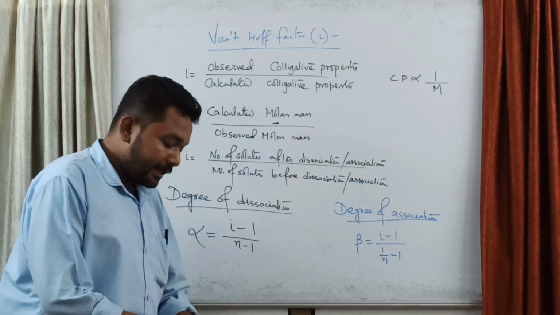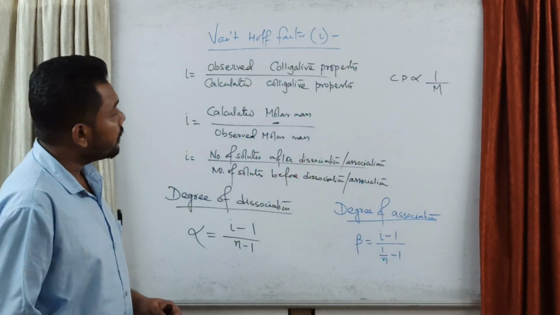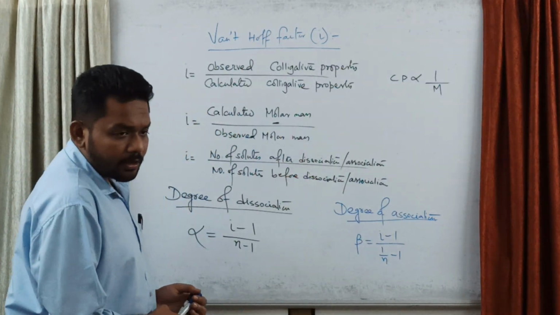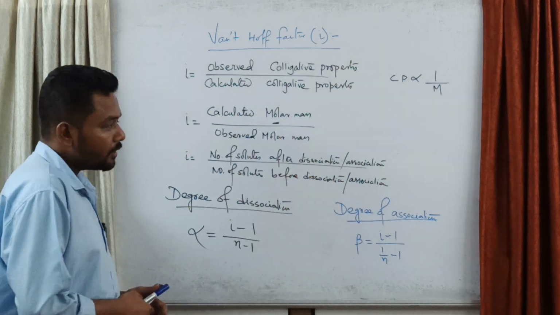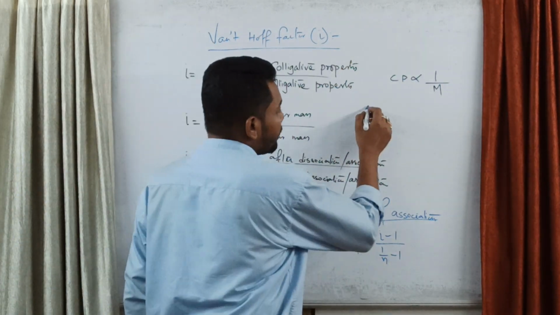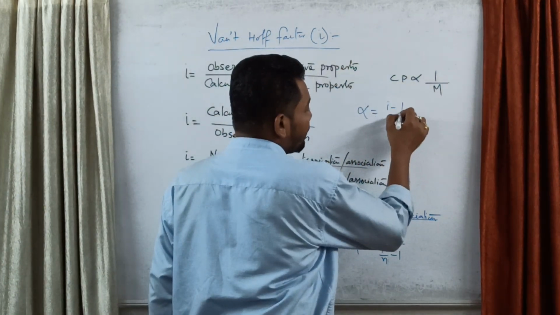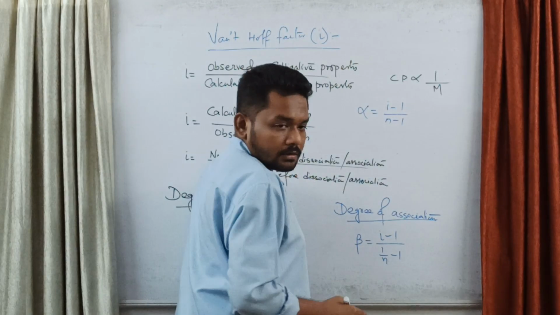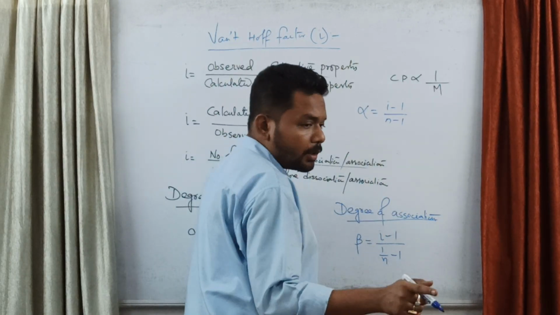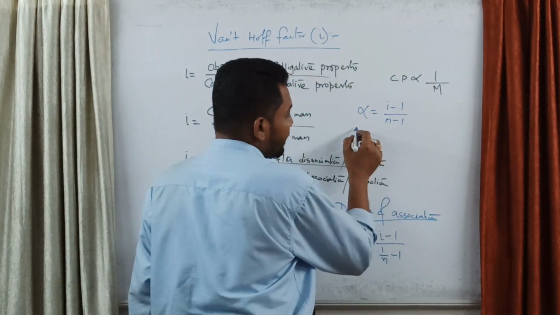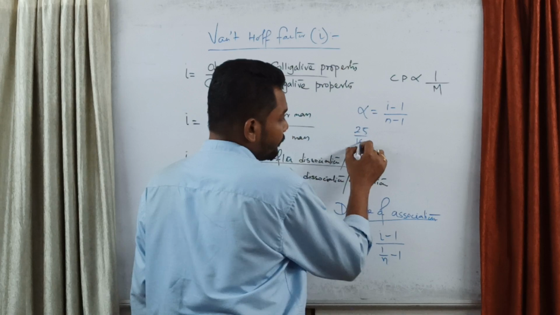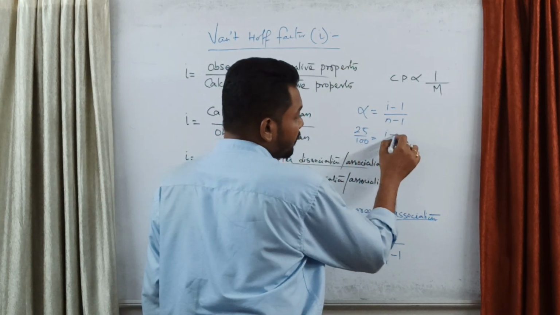তাহলে দেখো কি বলেছে, ডিগ্রি অফ ডিসোসিয়েশন বলেছে। তার মানে আমরা কি জানি, ভালো করে দেখে নাও, ডিগ্রি অফ ডিসোসিয়েশন মানে কোন ফর্মুলাটা এটা। তার মানে ভালো করে দেখো, আলফা ইকুয়ালস টু আমরা কি লিখতে পারি, i minus 1 by n minus 1. Now alpha value I have said degree of dissociation 25%. 25% মানে কি 25 by 100, that is i minus 1.